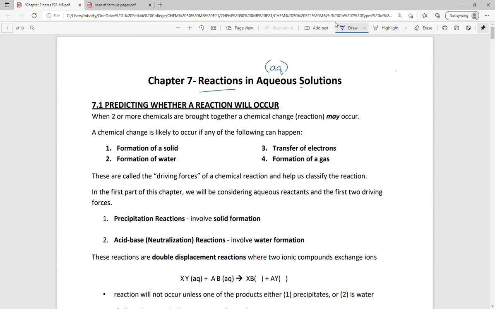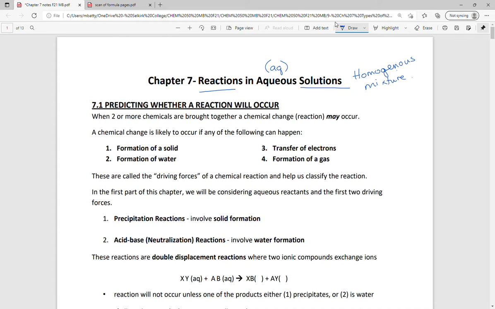acids, and any solution is a homogeneous mixture. So your tea might be a homogeneous mixture. It's a solution. When we take a look at these, this is a bit of a throwback again to signs of a chemical reaction or signs of a chemical change.